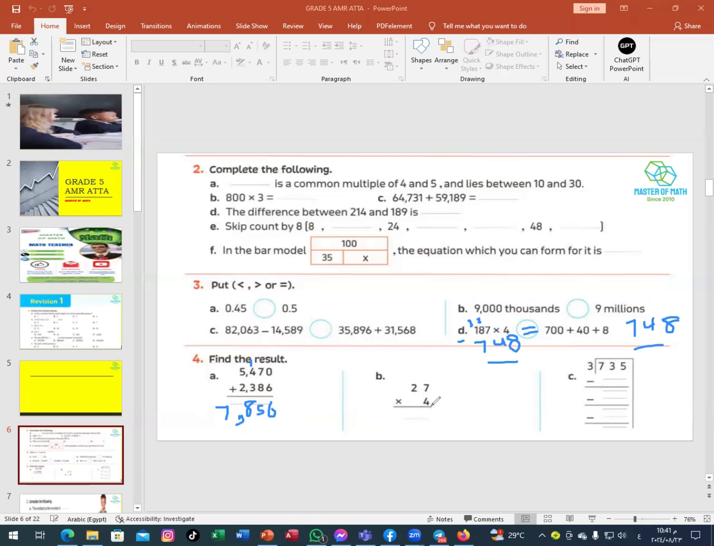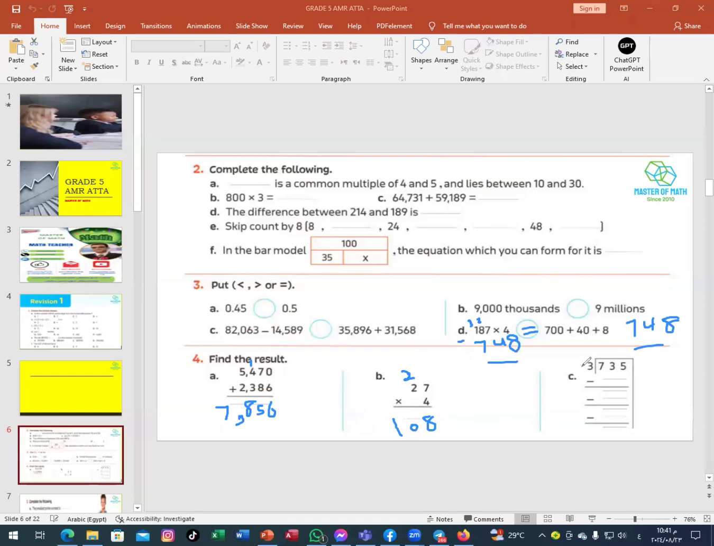Multiply 27 times 4. 4 times 7 equal 28, 8 and I have 2. 2 times 4 equal 8. 8 plus 2 equal 10.